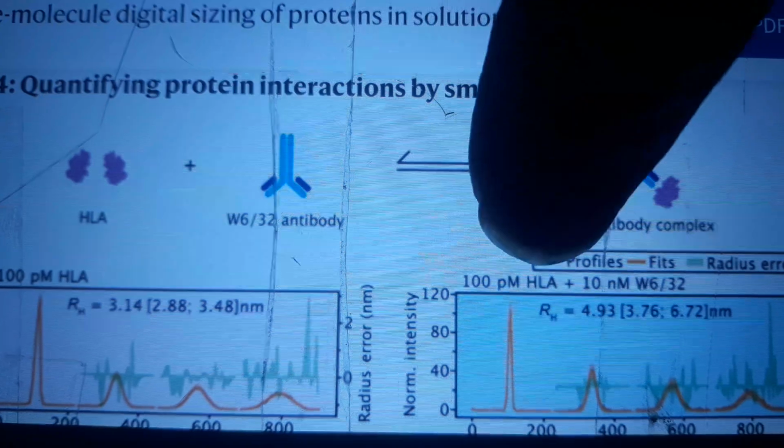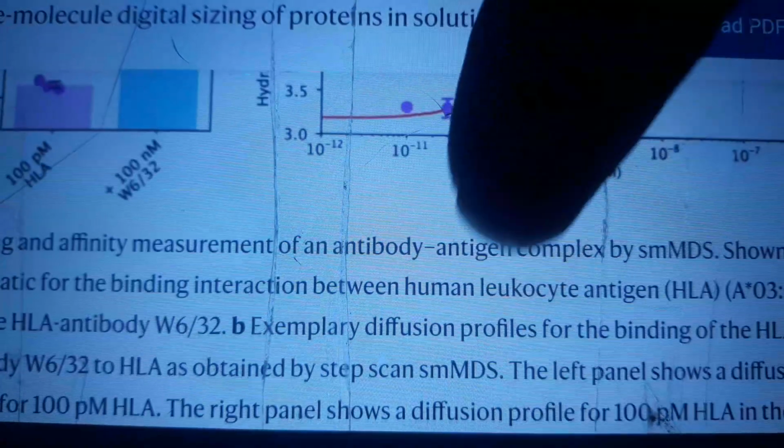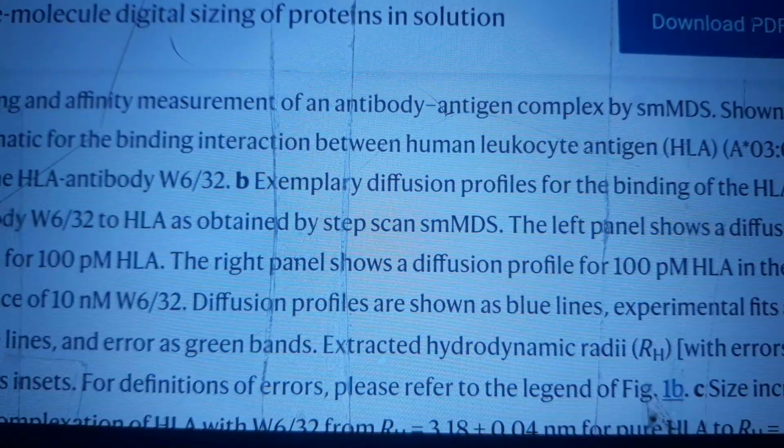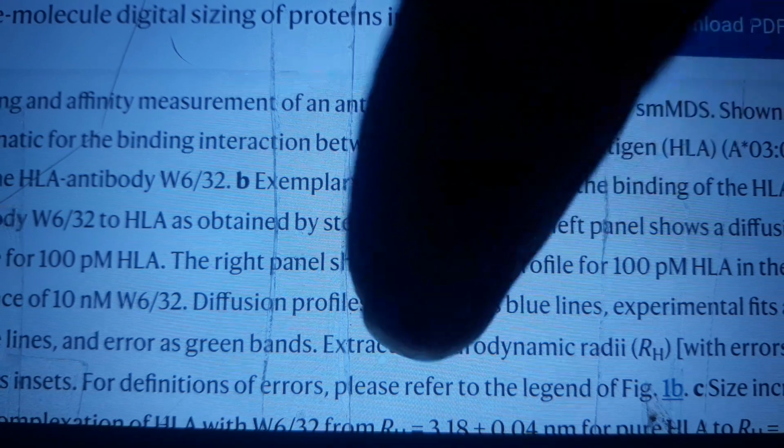Quantifying protein interactions by SM-MDS. Sizing and affinity measurements of an antibody-antigen complex by SM-MDS, shown as a schematic for the binding interaction between human leukocyte antigen and the HLA antibody. Exemplary diffusion profiles for binding of HLA antibody W6/32 to HLA as obtained by step-scan SM-MDS.